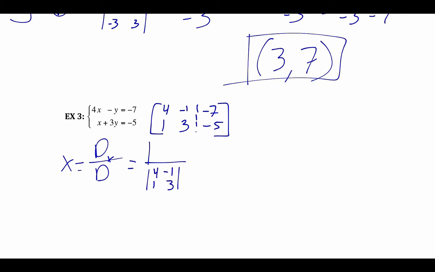And then for our numerator, for d sub x, we replace the x column with the constants. So we replace the x coefficients with the constants. So we're going to do negative 7, negative 5, and then we're also going to still have those y coefficients. So again, we replace the x's. So for our numerator, we're going to do negative 7 times 3 minus negative 5 times negative 1.